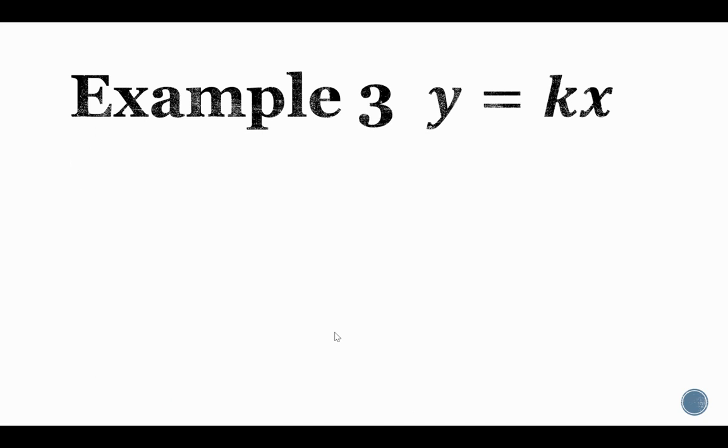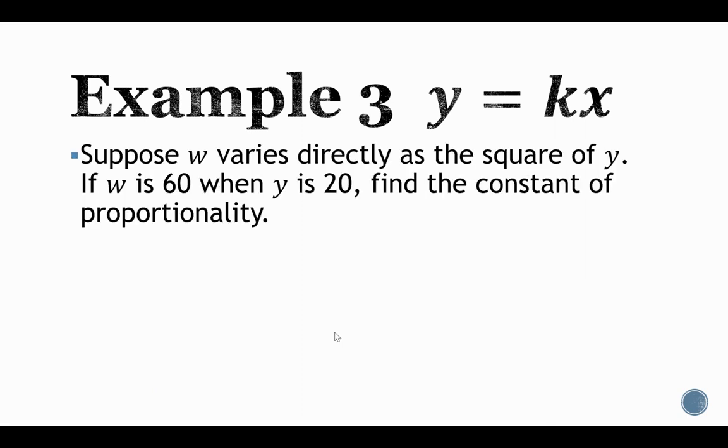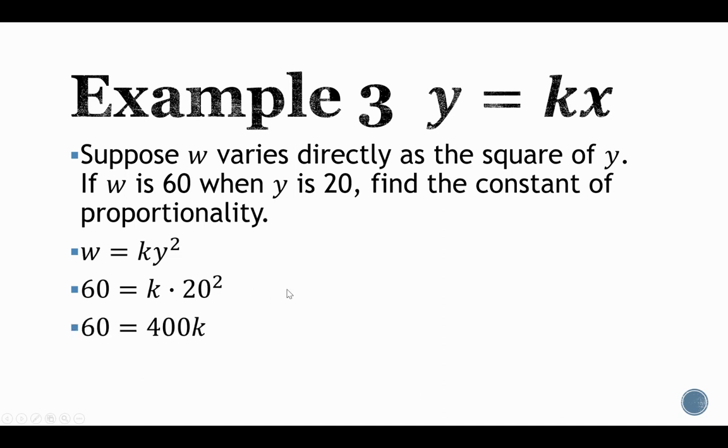Example number 3, still within this direct proportionality or direct relationship rule. Suppose W varies directly as the square of Y. If W is 60, then Y is 20. Find the constant of proportionality. So we're looking for the K part. W equals KY squared. We can solve this out. 60 is what W is, K is what we're looking for, and Y squared is 20 squared, which is 400. So 60 equals 400K. We divide both sides by 400. We get the K value of 0.15.